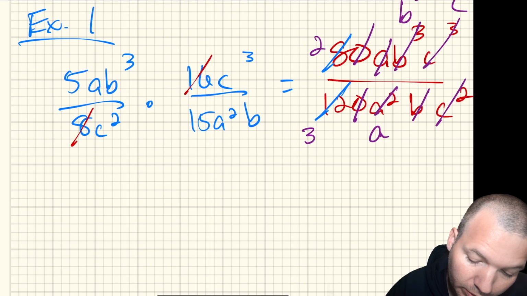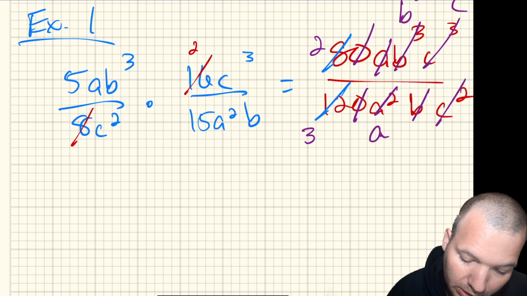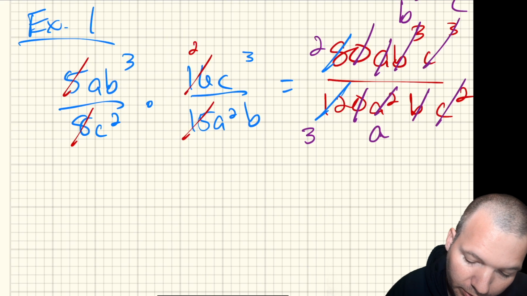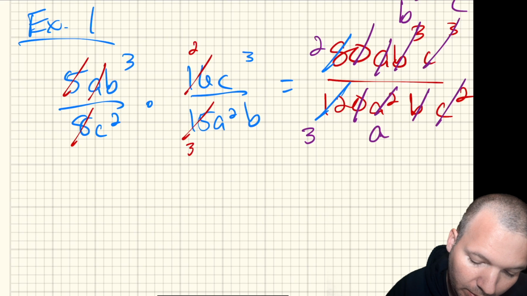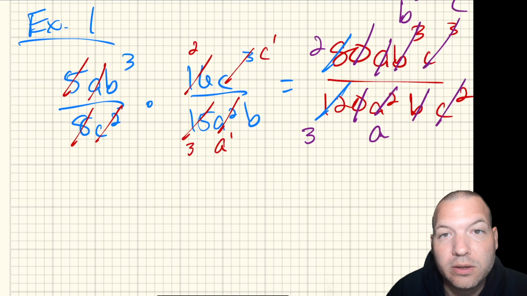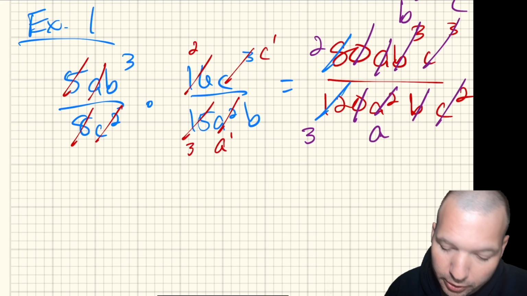So 8, for example, clearly goes into 16 twice. 5 goes into 15 3 times. And then from there, mostly it's the same. A cancels with a squared, leaving an a to the first. C cubed and c squared cancel, leaving a c to the first. And again, it always leaves the variable wherever the larger exponent was.